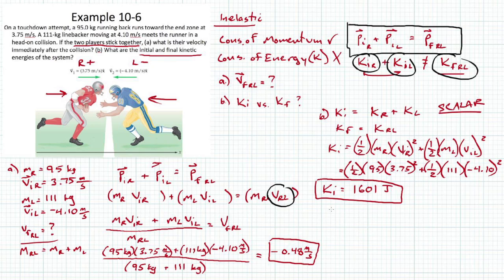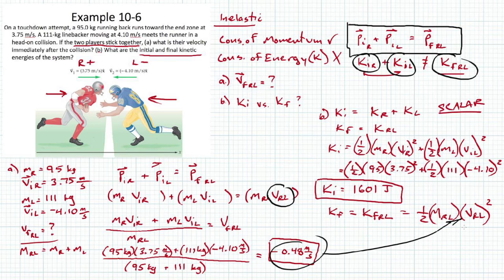Okay, well, what's the final kinetic energy? Final is simply the final kinetic energy of the running back and linebacker together, and we can solve for that. That equals 1/2 mass, in fact I'm going to make that a capital M, because it's the combined mass of the running back and linebacker together, times the velocity of them squared. Or I should really say the final velocity, which, by the way, we just found in the last part.